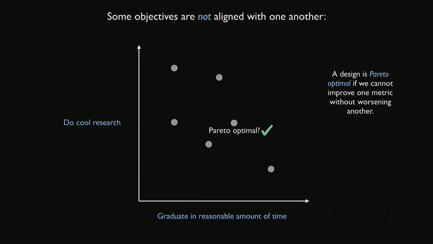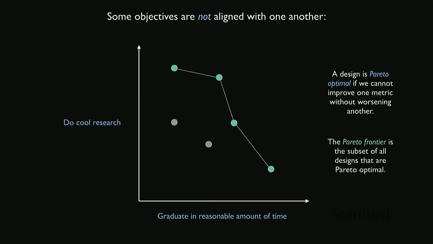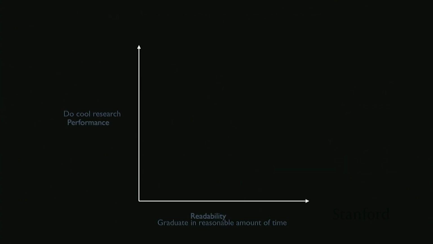And then typically what people do is they introduce this idea of a Pareto frontier, which is basically the subset of all the designs that are Pareto optimal. So everything on this Pareto frontier here does not have a point that's above and to the right of it. Any questions on that? Cool. So then let's look at one more example here.